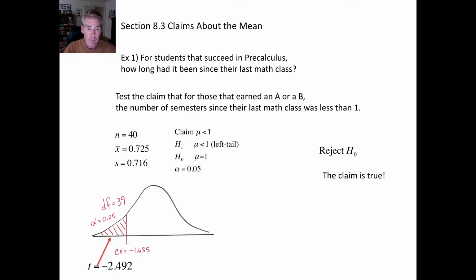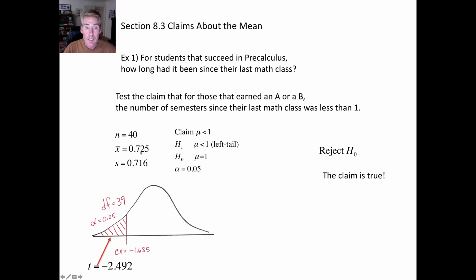Then look at the claim. Well, when this lands to the left side of the graph, that means that less than is true. If it lands to the right side, it means greater than is true. So in this case, is it less than 1? Sure enough, a 0.725 is less than 1.